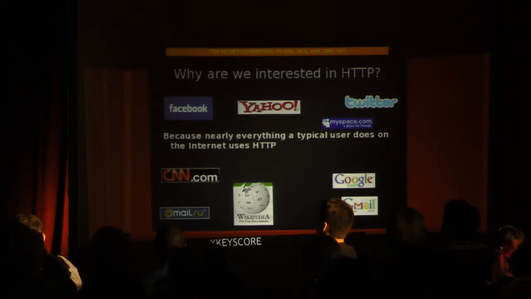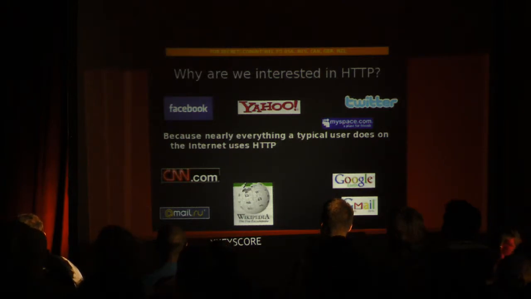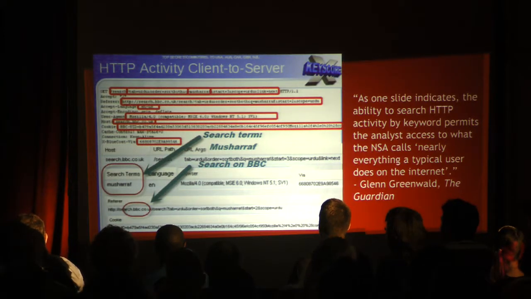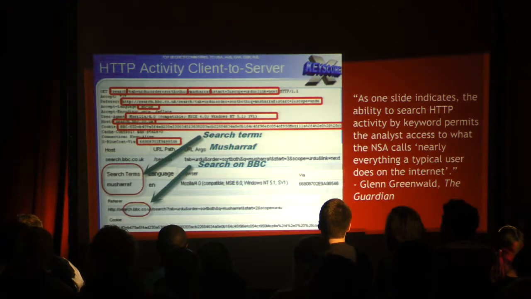HTTP touches almost everything that users do, and we saw this in the XKeyscore leak, and more particularly, we saw that they drill down to search terms and news sites. And here Glenn is quoted as saying, as one slide indicates, the ability to search HTTP activity by keyword permits the analyst access to what the NSA calls nearly everything a typical user does on the internet. So this matters a lot.